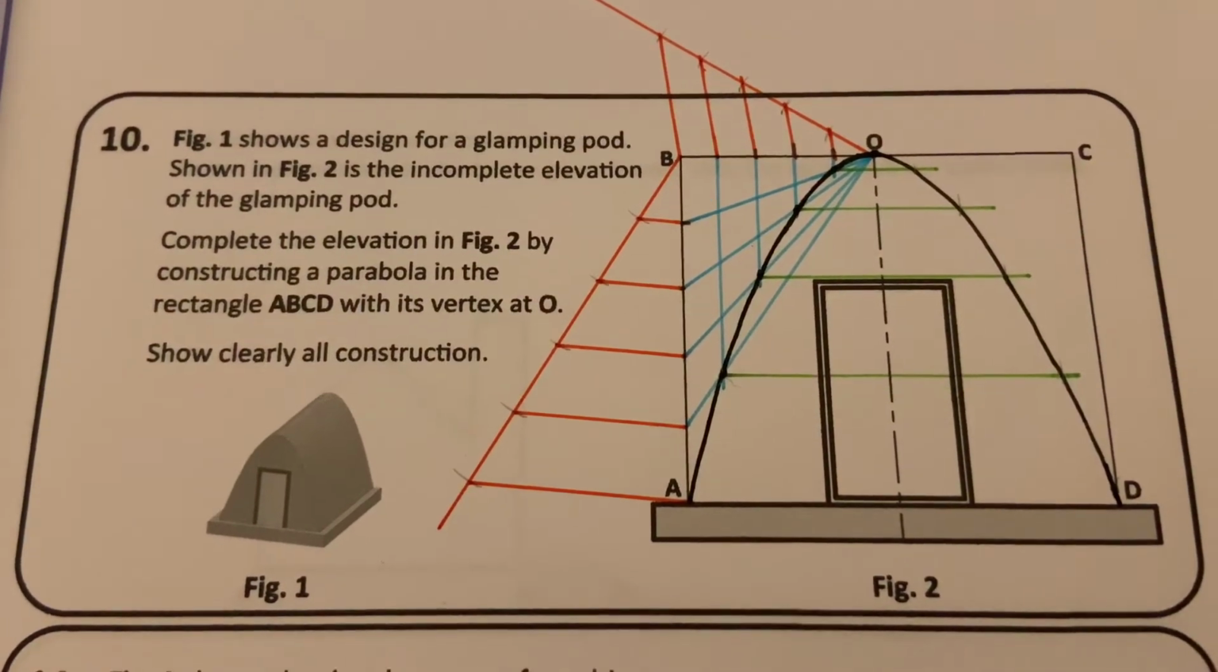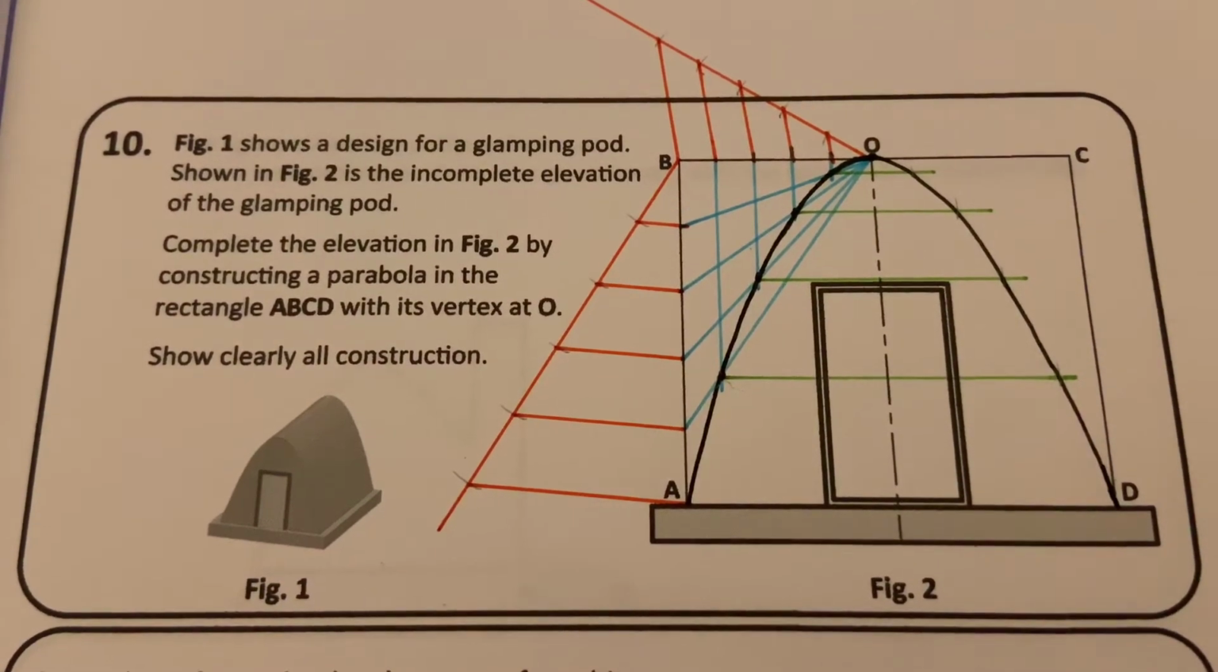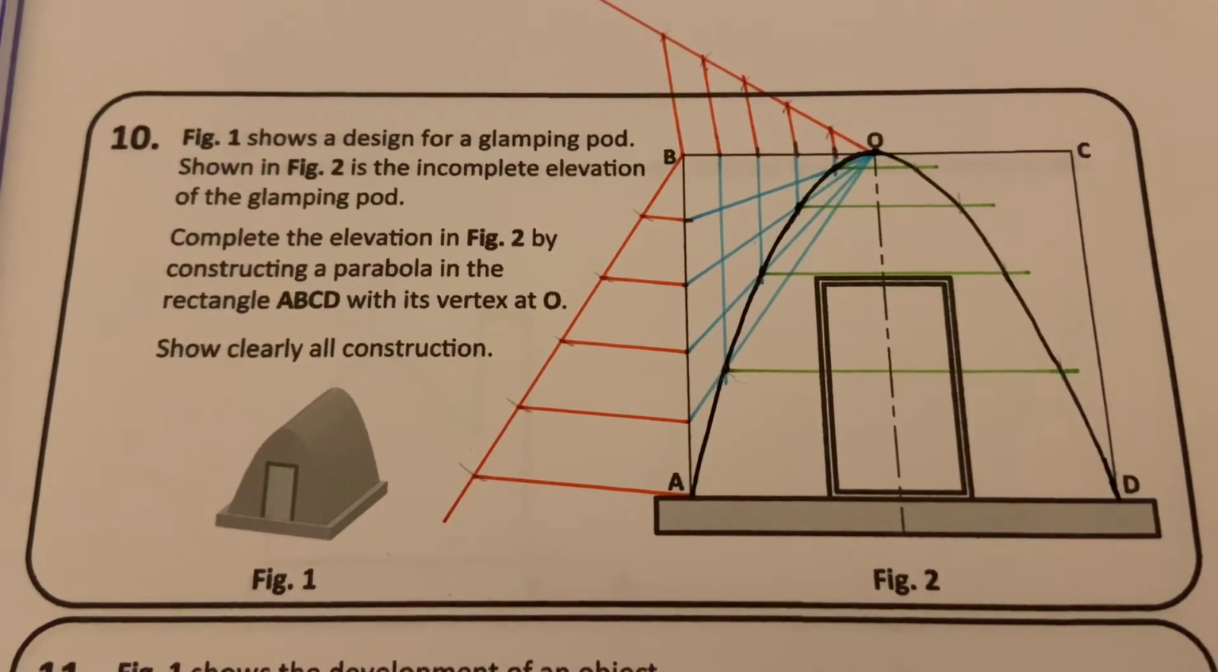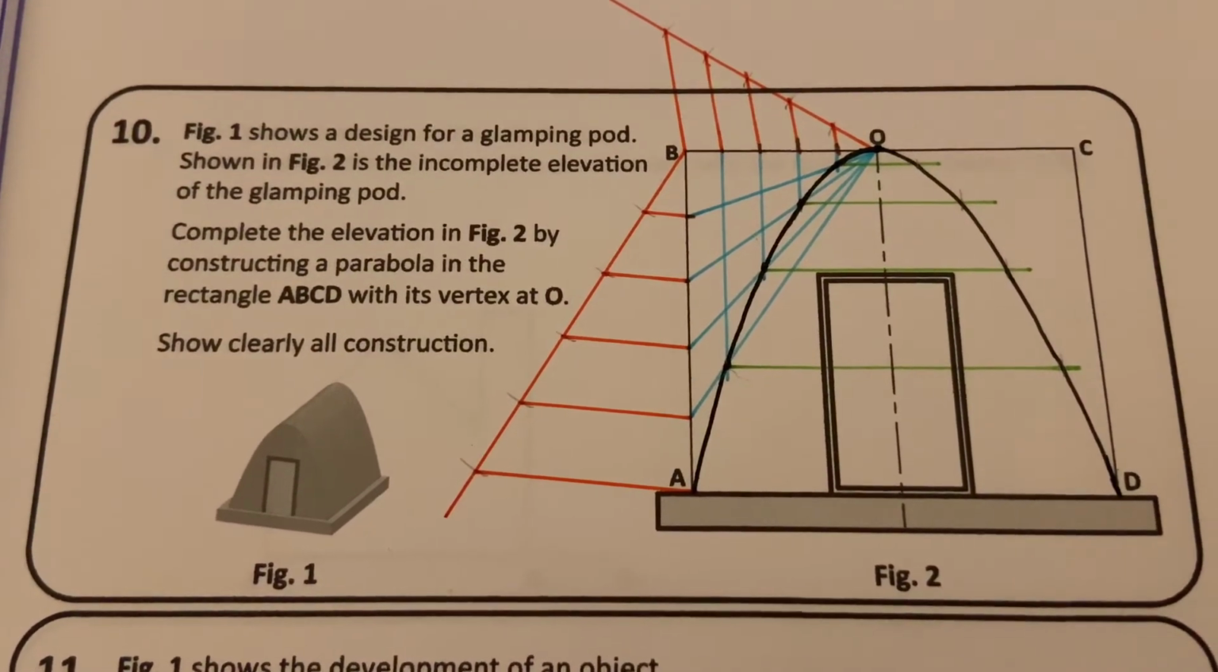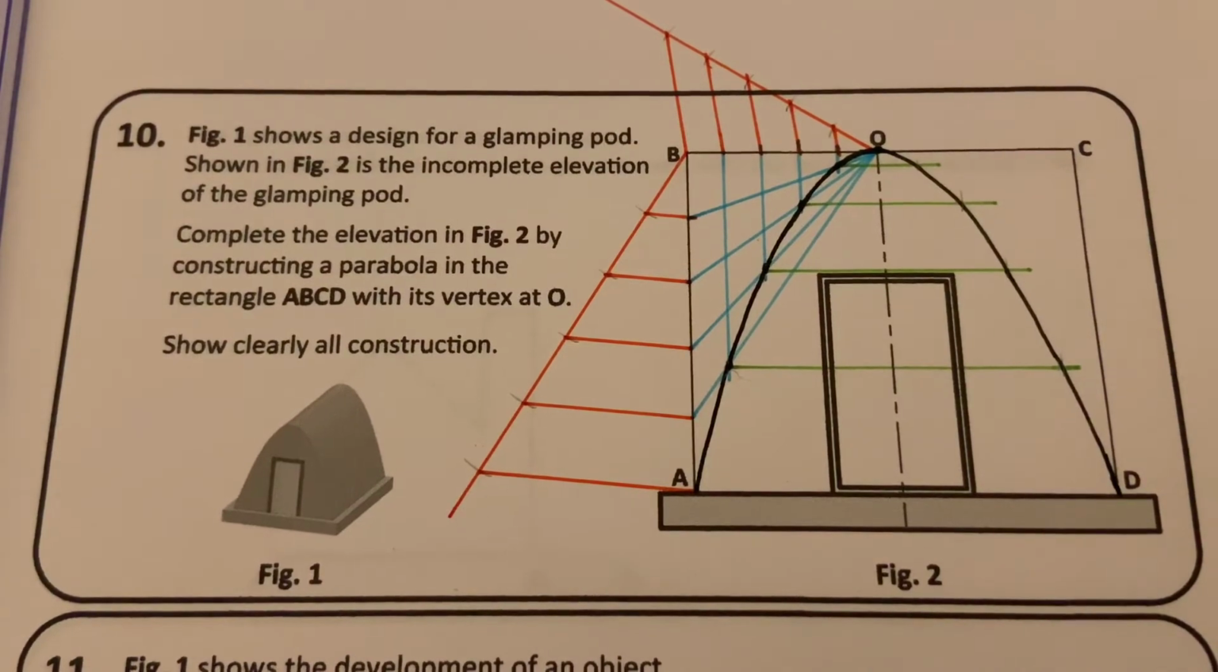So we draw the curve on the other side, and that completes the parabola, and that completes question 10. Constructing a parabola to form the glamping pod.